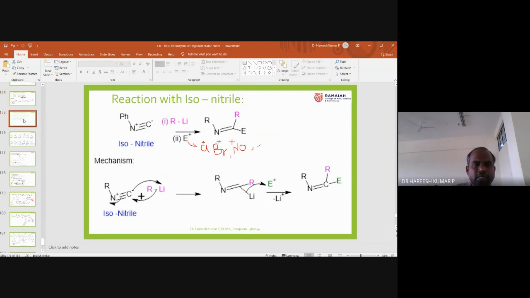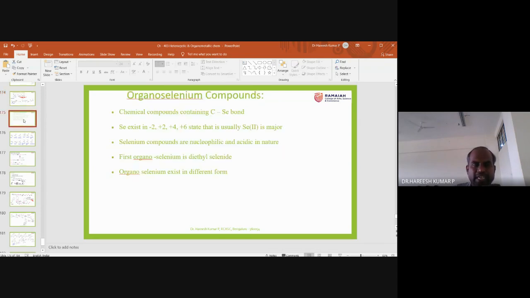Okay, so in our last class, we discussed organolithium compounds. More particularly, the preparation of organolithium and their application in organic synthesis, how they act as a base or nucleophilic agent with respect to carbonyl compounds, meaning addition reactions, and what happens when organolithium reacts with imines, nitriles, and isonitriles. So today we will discuss one more reagent, okay?